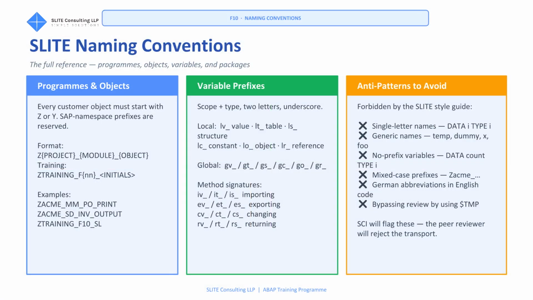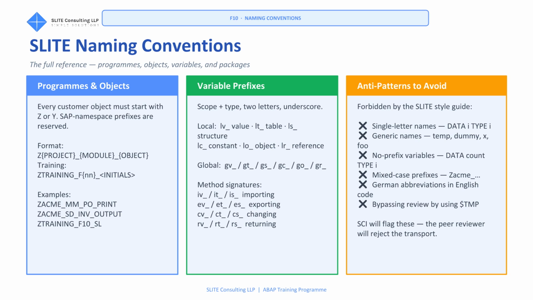Naming conventions might seem like a formality, but they are the single most impactful thing you can do for code readability and maintainability. When a developer reads LV_vendor_name, they know immediately this is a local variable, it is a scalar value, and it holds a vendor name. When they read X, they know nothing. SLIGHT uses the Hungarian-style prefix system.